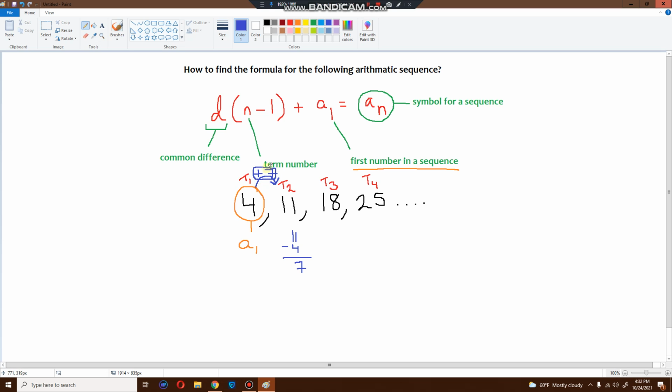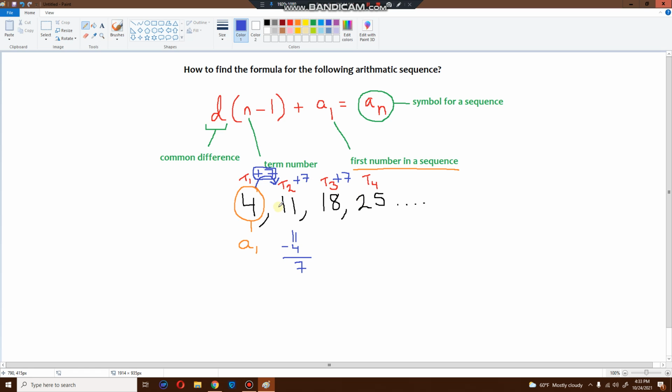That is the number for the common difference. But hold on, let me check if that works for every single number. 11 to 18. If I add 11 plus 7, will I get 18? Yes, I will. That's correct. If I do 18 plus 7, will I get 25? Yes, I will. That is correct. And that's how you find the common difference of an arithmetic sequence.